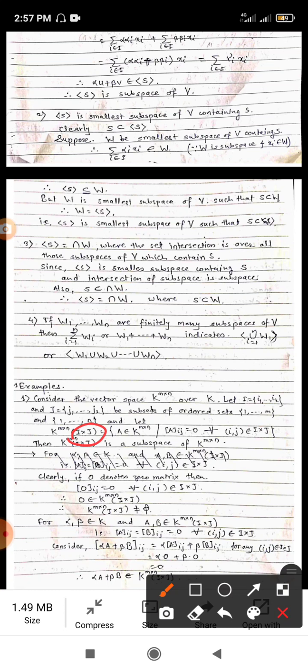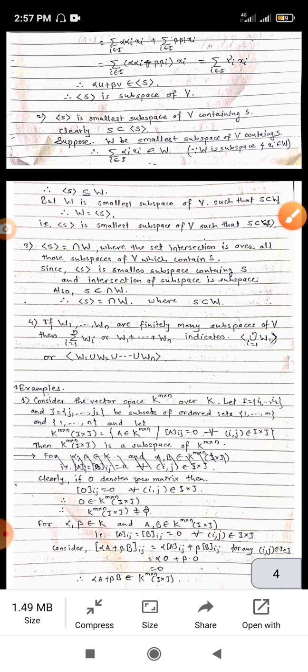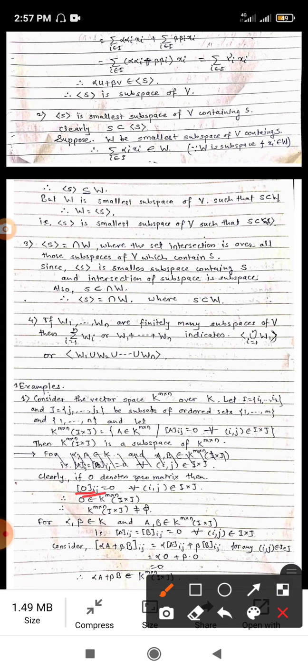Then that K of m by n over I cross J is again a subspace of the vector space V. Now clearly the 0 matrix belongs to K of m by n over I cross J, since in the 0 matrix each entry is 0 for every ij belonging to I cross J. Therefore 0 belongs to K of m by n over I cross J. Now consider alpha and beta as scalars, and two elements A and B belonging to K of m by n over I cross J.